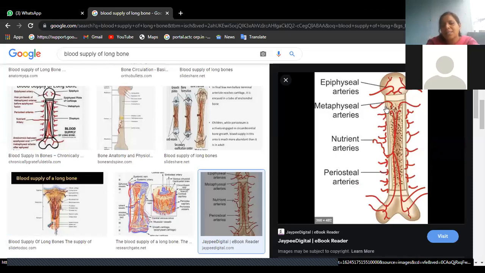There is a risk of infection because you will have hairpin bend like areas over here. Then from outside we have epiphyseal arteries coming, and of course there will be anastomosis of the nutrient artery with the arteries coming from outside. So draw this picture and then you can give your explanation, which is given in the general anatomy book.